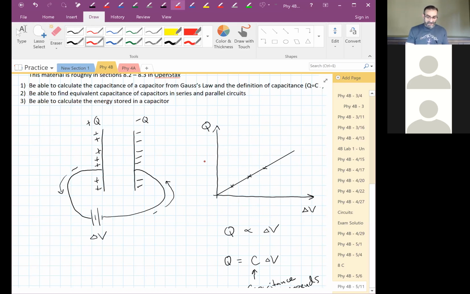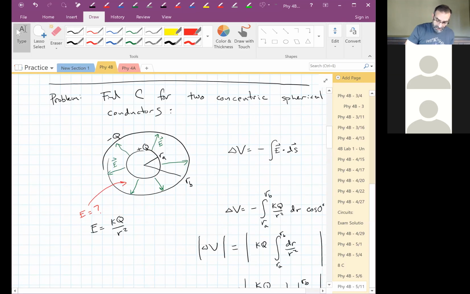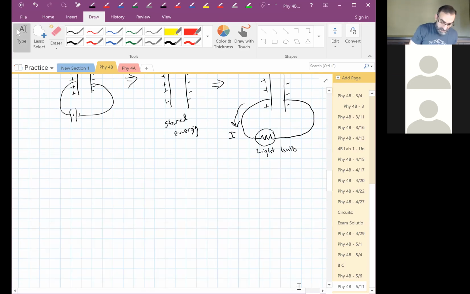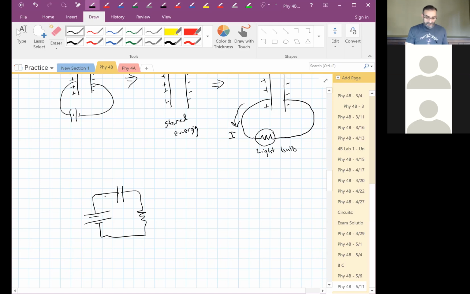So if I take a capacitor and I hook it up to something, usually there's some resistance in the circuit. Maybe it's a light bulb, maybe it's something else. But if I have a capacitor and I have a resistor and I have my battery, let me put a switch in here too. Hold on. So when I close that switch, it doesn't magically become charged. The current has to flow and charge that capacitor.